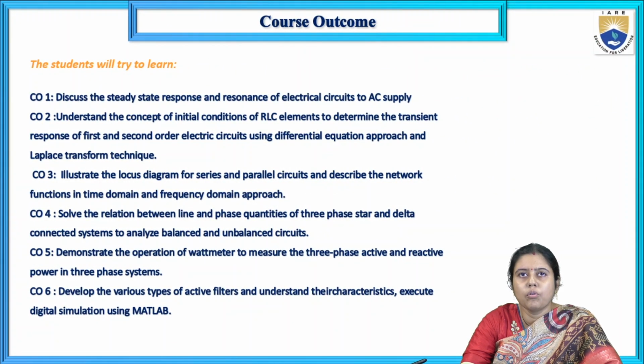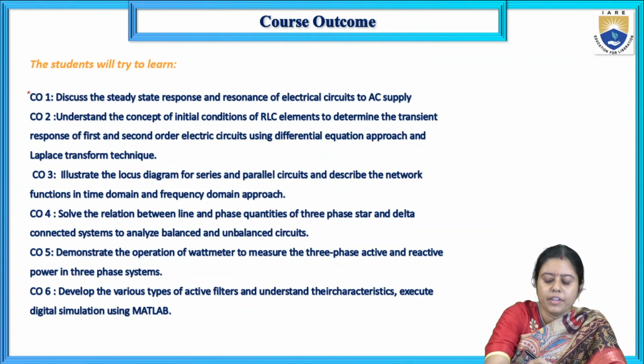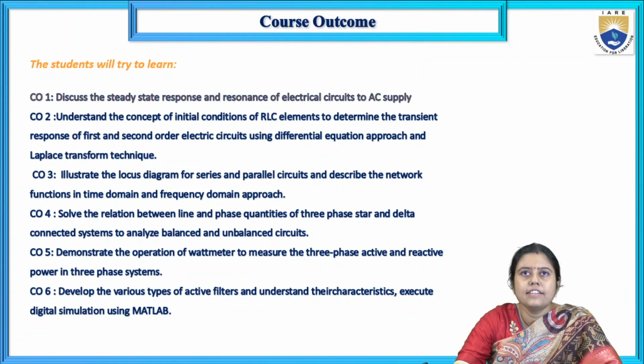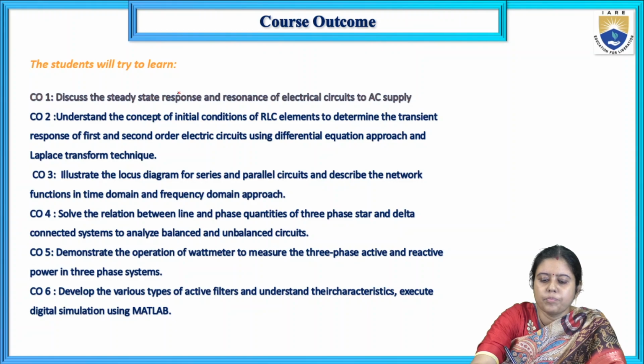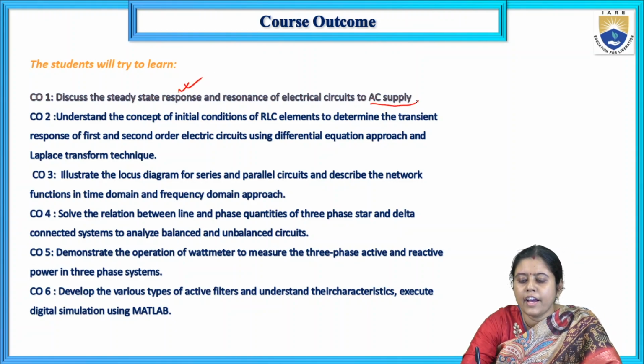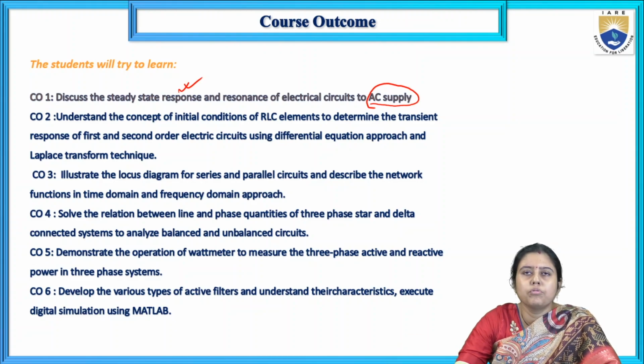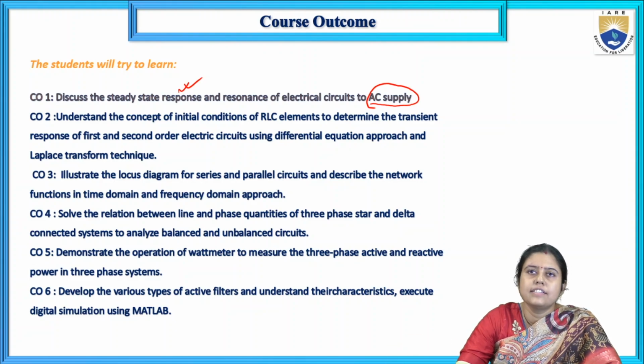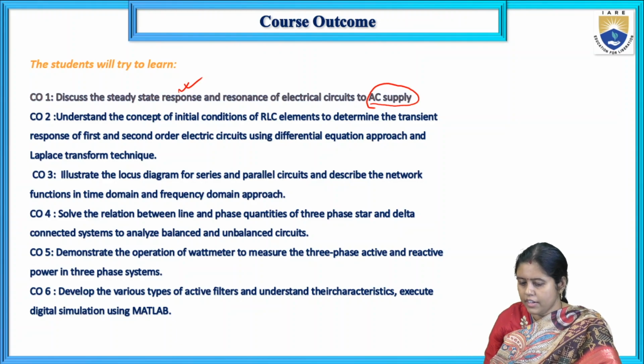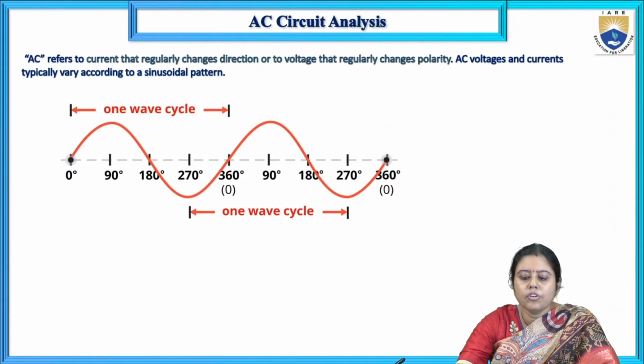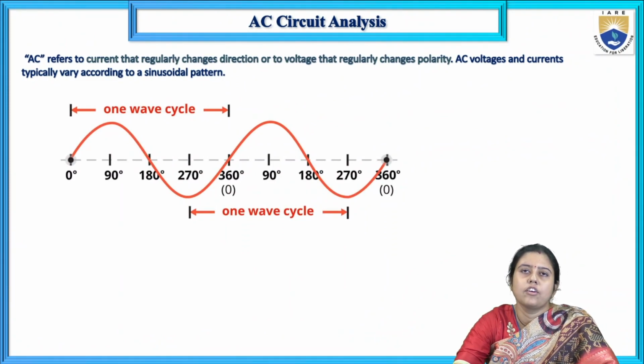And if we go for the course outcome, which I already discussed yesterday, today our main course outcome is based on CO1, and that is to discuss the steady state response and resonance of electrical circuits to AC supply. We will discuss the different analysis for the AC supply for the basic circuits. And from the next class, we will start the steady state response and resonance of the electrical circuits. So first we will discuss the AC circuit analysis.